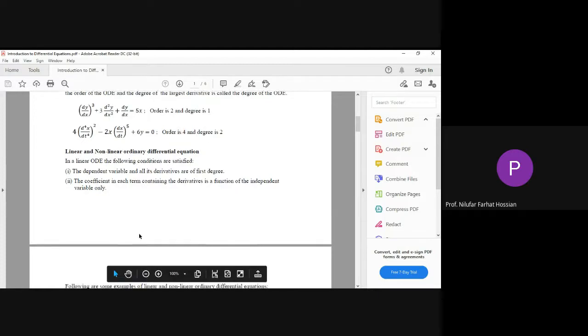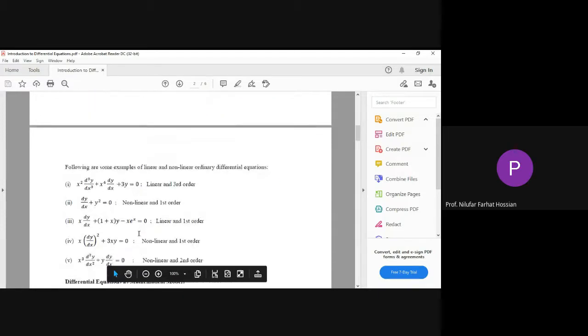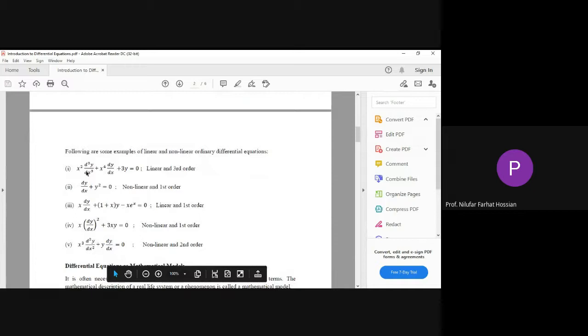So we have some examples here. At first, you decide what is the order of this equation. Order is 3, third order. Third order, yes. And now check whether it is linear or non-linear. You see, what are the degrees of these derivatives? The degrees of both the derivatives are 1.